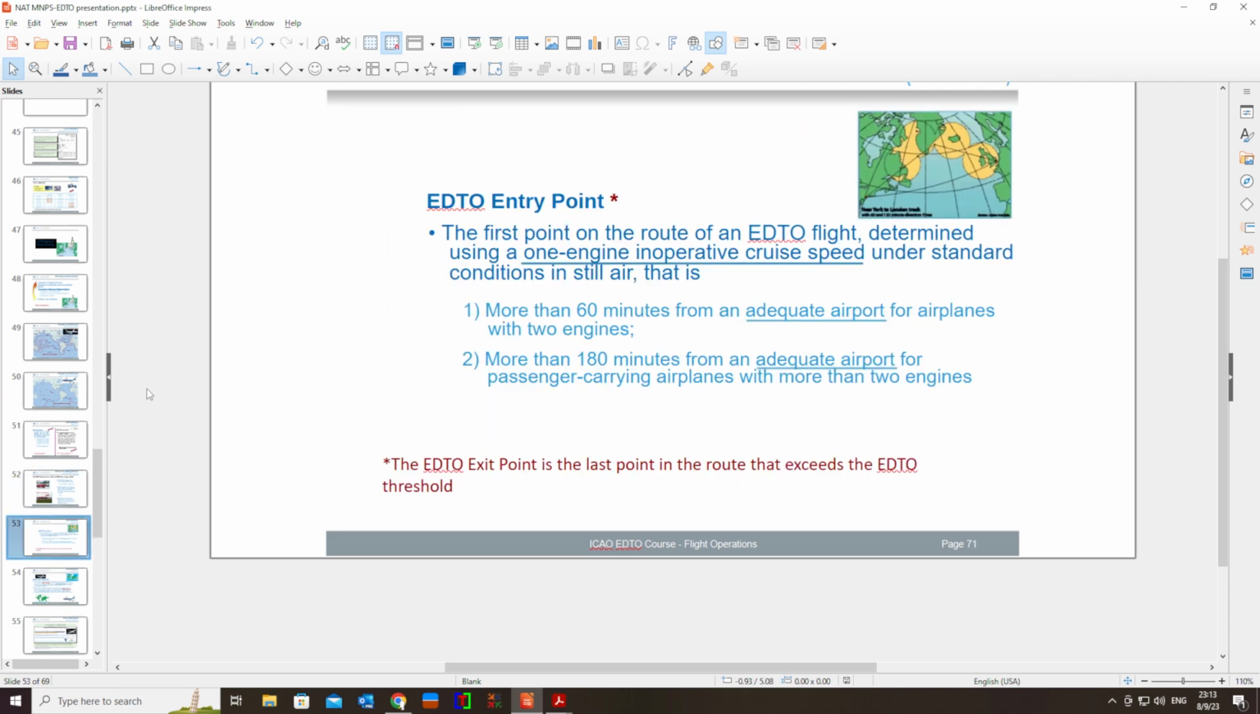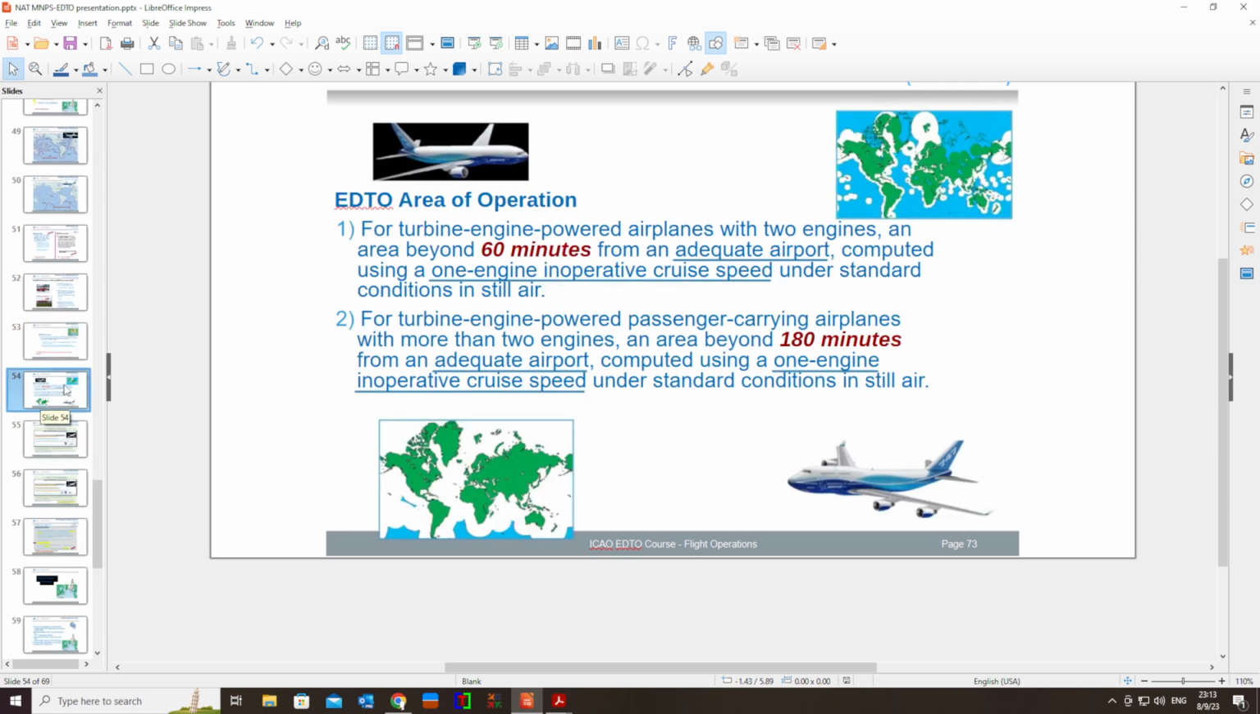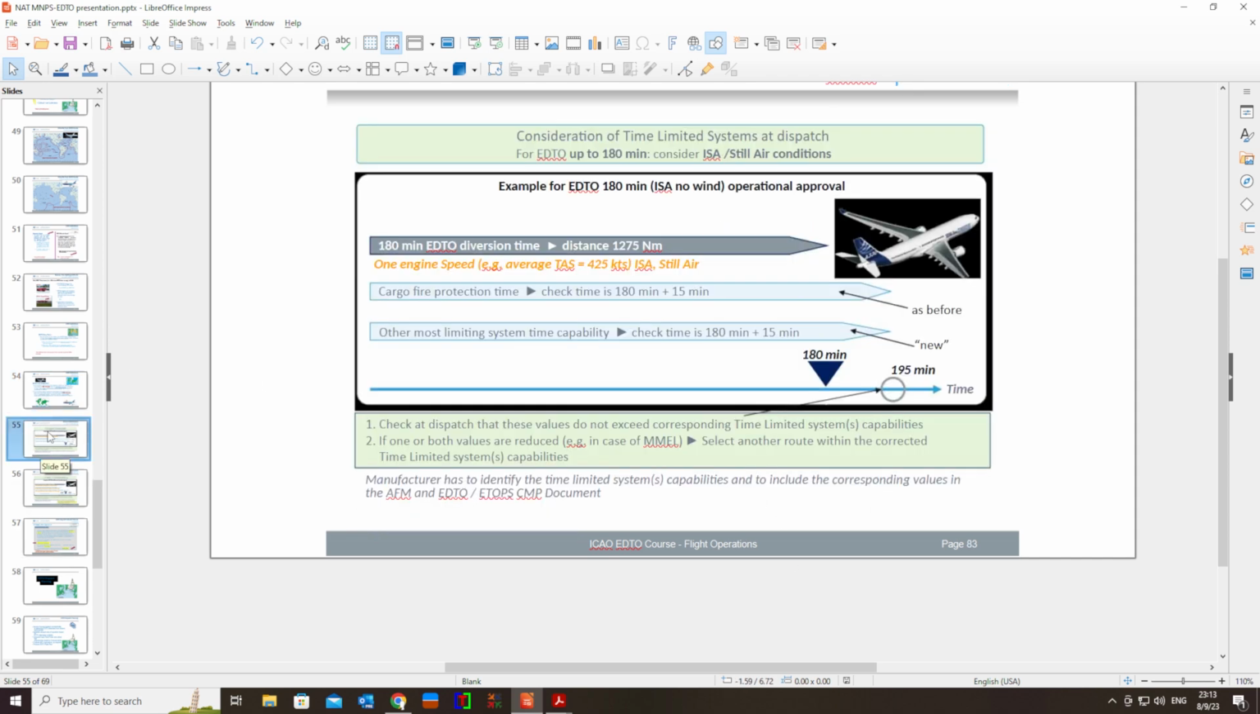And we already talked about that. Area of operations, 60 minutes, 180. We are going ahead and we will go something in between.